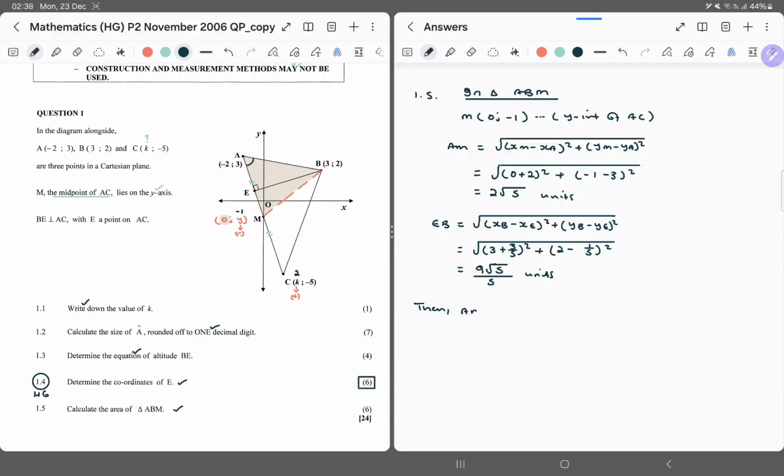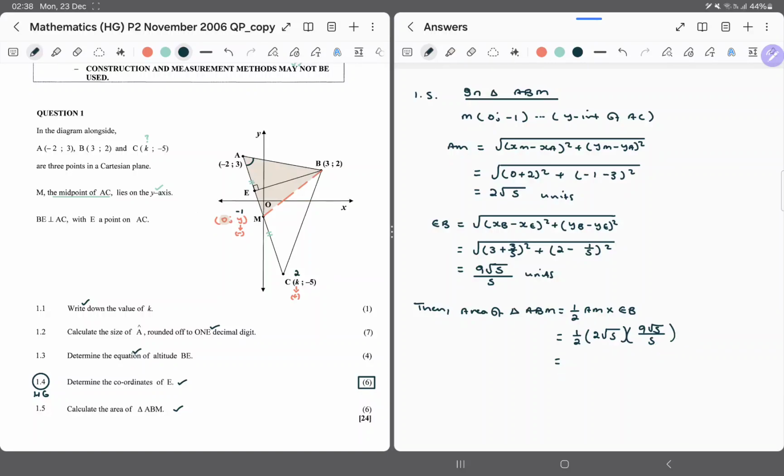Then we know that area of triangle ABM is going to be half the base, which is going to be AM, times the perpendicular height, which is going to be EB. Okay, this is a half into 2 root 5 into 9 root 5 over 5.